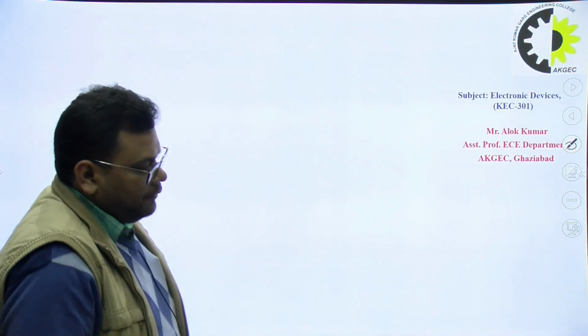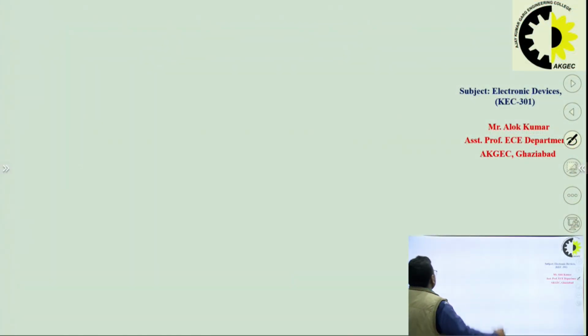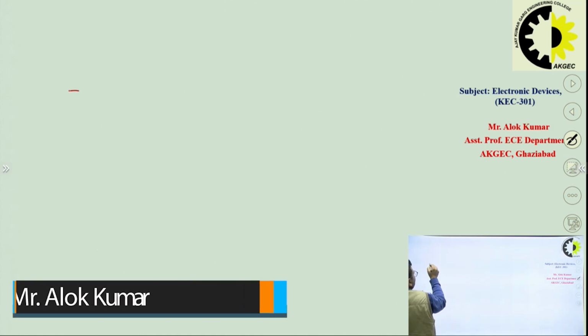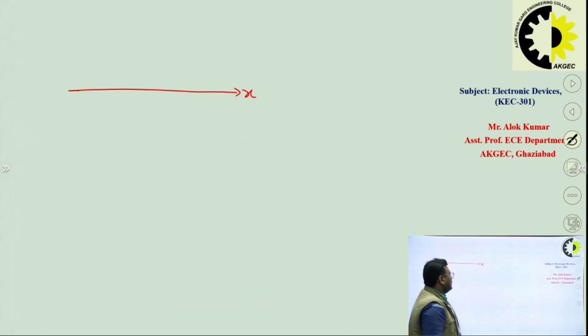Before starting with the Ebers Moll model, first of all we will see the carrier distribution in the BJT. To start with, we will take the case of a PNP transistor, and we are considering the transistor is in active mode. As we know, there are two junctions: this is the emitter junction, and this is the collector junction. With the BJT in active mode, the emitter junction will be in forward bias.